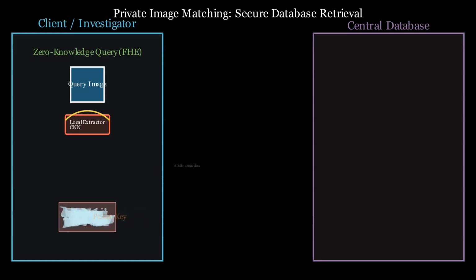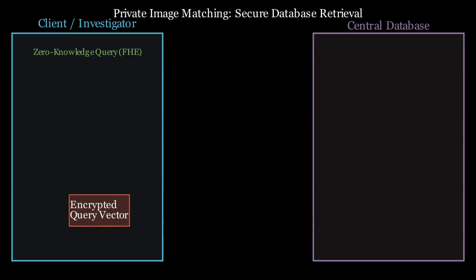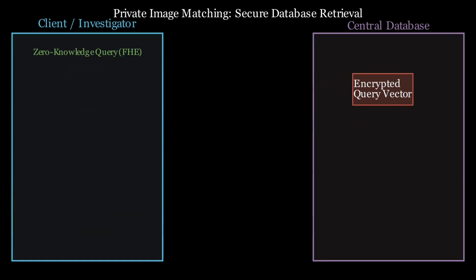Finally, we reach the encryption phase. The client applies their specific public key to this densely packed plaintext polynomial. Through the ring learning with errors mathematical assumption, highly calibrated noise is injected, completely obfuscating the data. The result is a single, highly compact encrypted query vector. This ciphertext effectively locks the entire semantic identity of the subject into a mathematically robust vault.